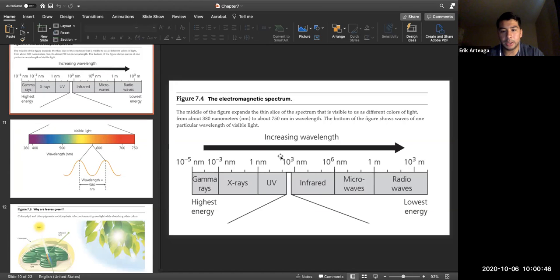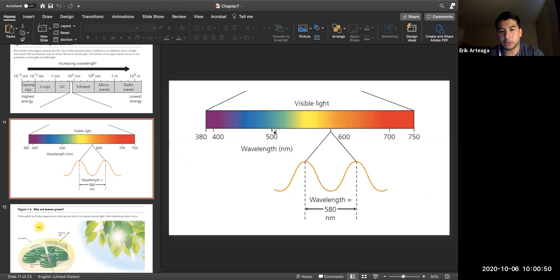So again, visible light, the electromagnetic spectrum is a very small portion of the spectrum, right? You have between 380 and 750 nanometers, okay? Chlorophyll does not absorb green light. It's like blue, violet, and then orange and red.